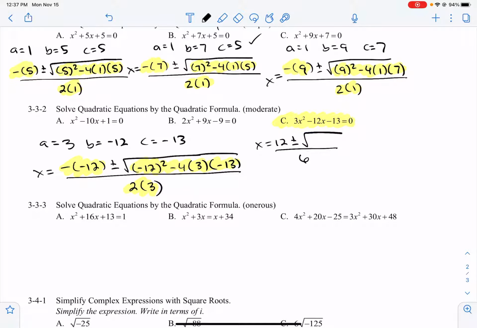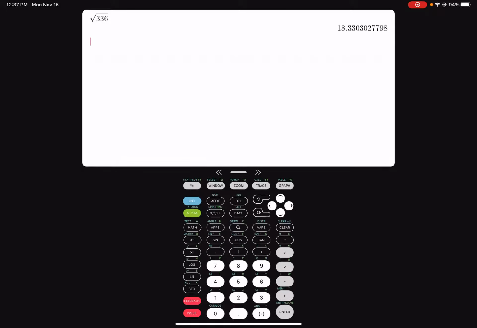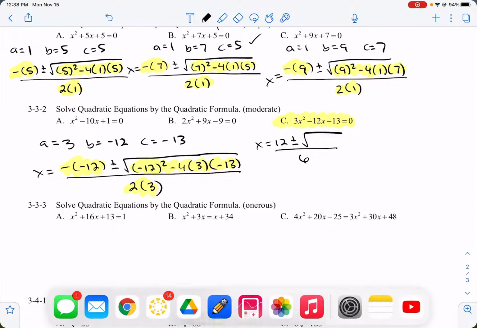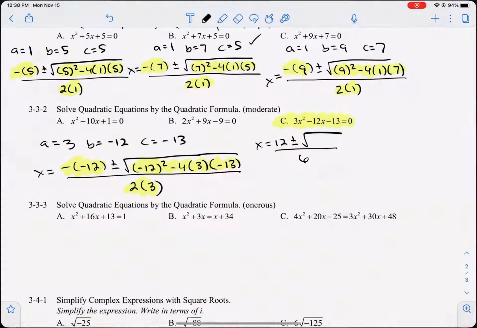So go ahead, plug that in the calculator. I don't even want to do that in my head. So what was it? Negative 12 squared minus 4 times 3 times negative 13. So if I'm plugging this in, to make sure I do it right, I'm going to put a parenthesis, negative 12, parenthesis, squared, minus 4, parenthesis, I don't remember what A was. A was 3, right? Let's go back. A was 3, C is negative 13. Close parenthesis. 300. All right, that's nice. Square root 300.